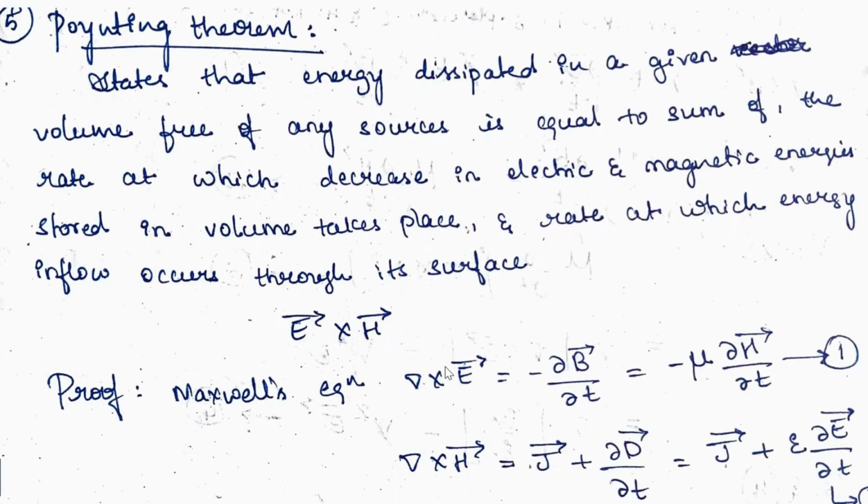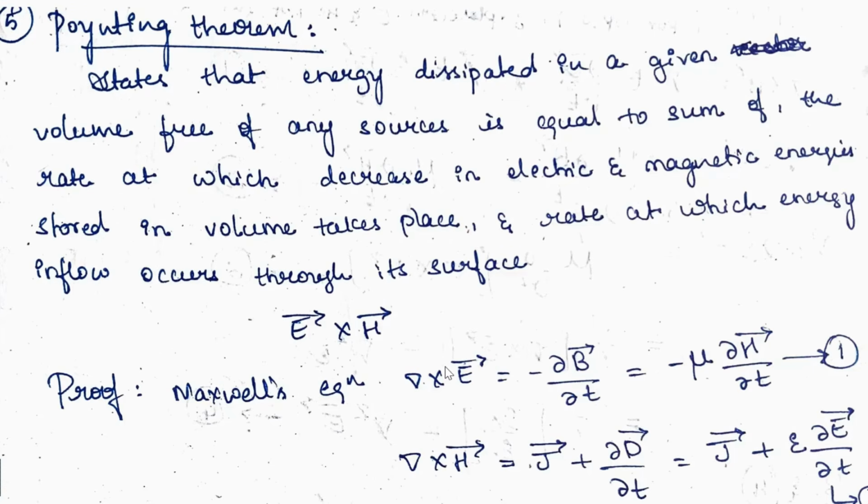Next comes the Poynting theorem, the most important and most expected question. Poynting theorem. First, write the statement. It states that the energy dissipated in a given volume that is free of any sources is equal to the sum of the rate of decrease in the electric and magnetic energies stored in the volume, and the rate at which the energy inflow occurs through its surface, that is E vector cross H vector.